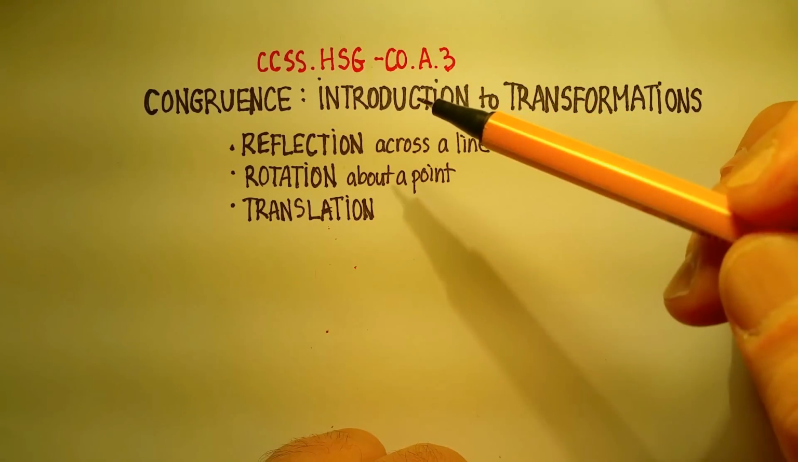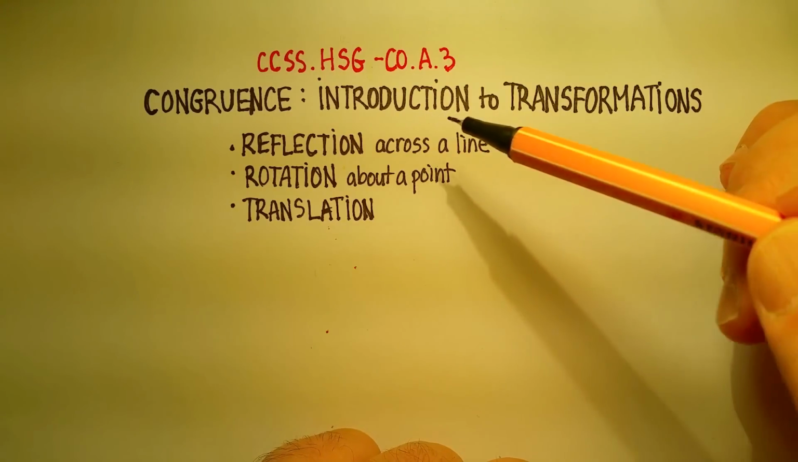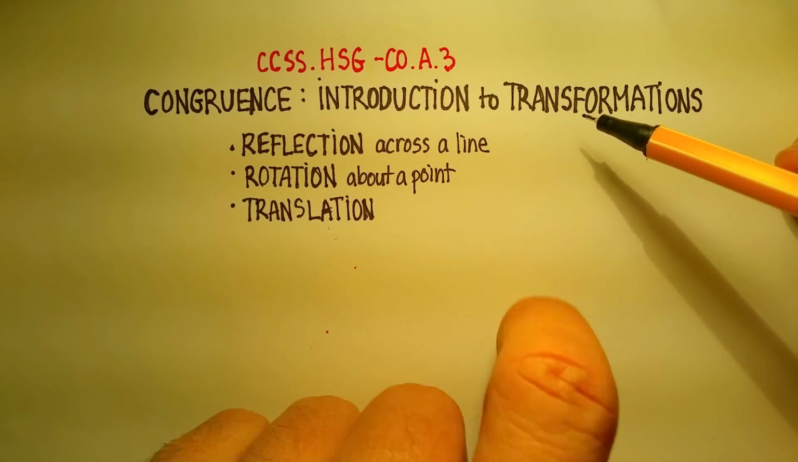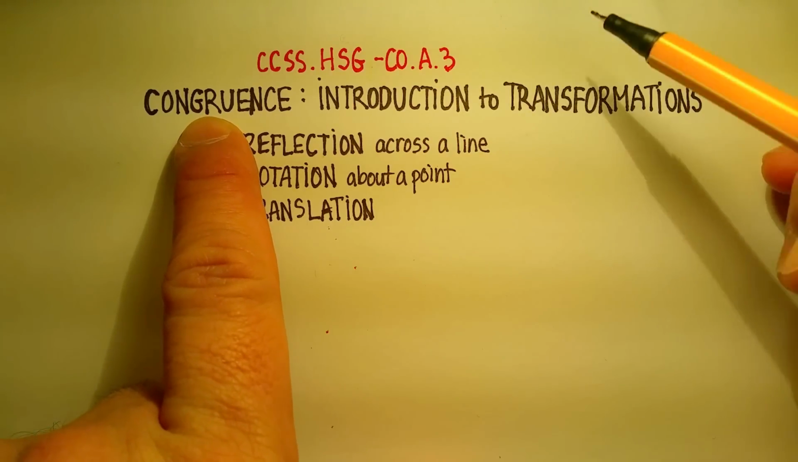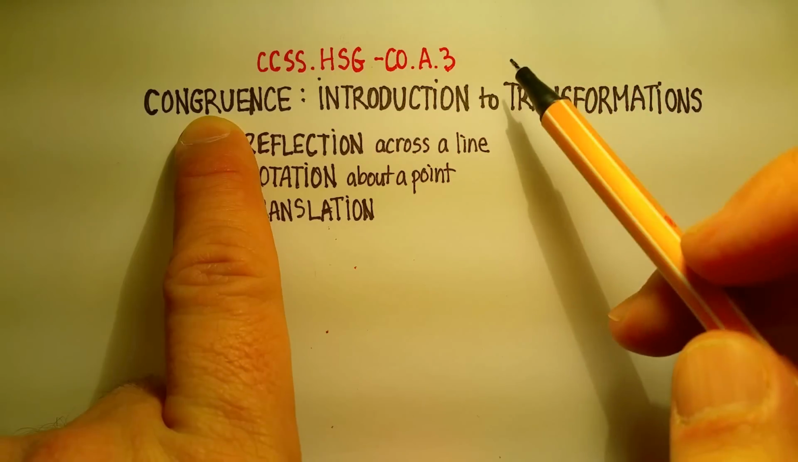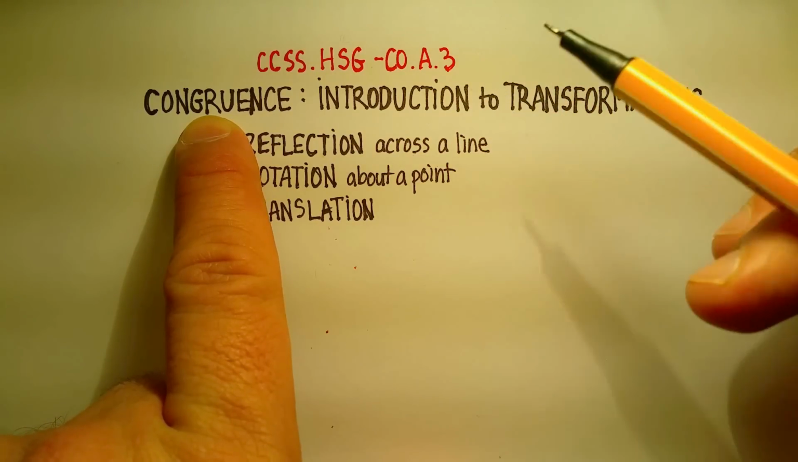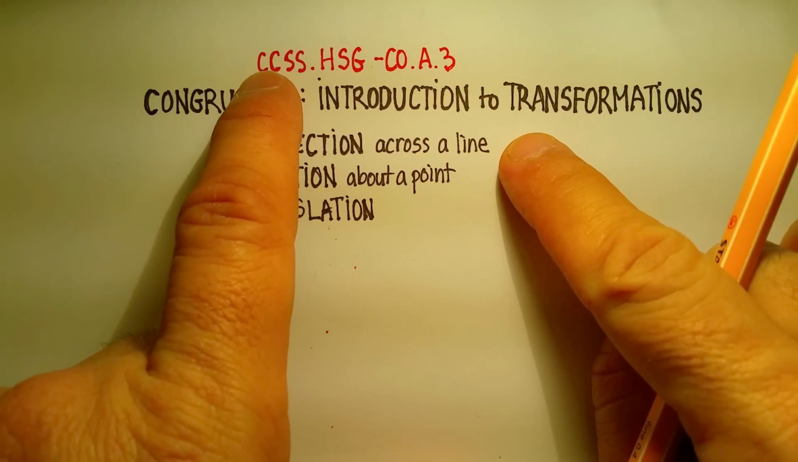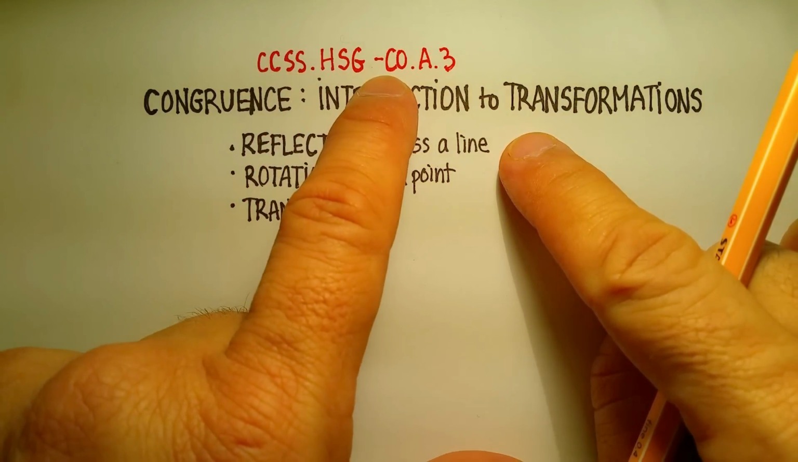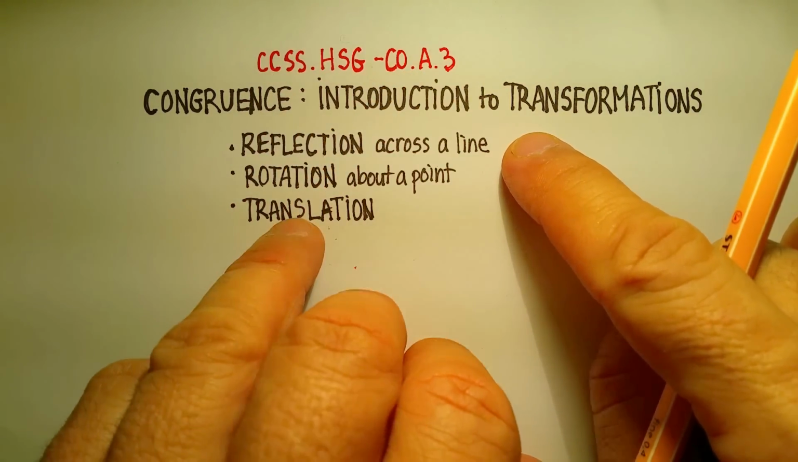Okay, in this video, we're going to be introduced to a concept called transformations. And it's under the general category of congruence. Remember what congruence means. It's when things are equal to one another in length and shape and size and that sort of thing. And this covers the Common Core State Standards in high school geometry of congruence and standard A3.